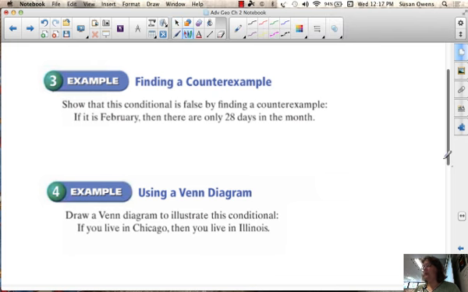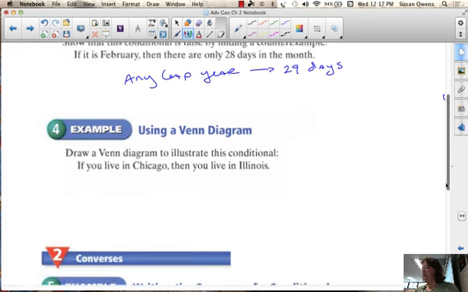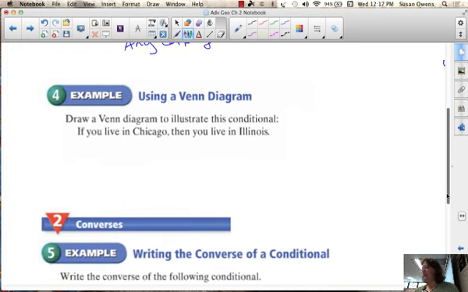So if we pick any leap year, that would be a counterexample. Any leap year is going to have 29 days. We can also draw a Venn diagram. So Venn diagrams are really useful for demonstrating the relationship between different things. So if you live in Chicago, then you live in Illinois.